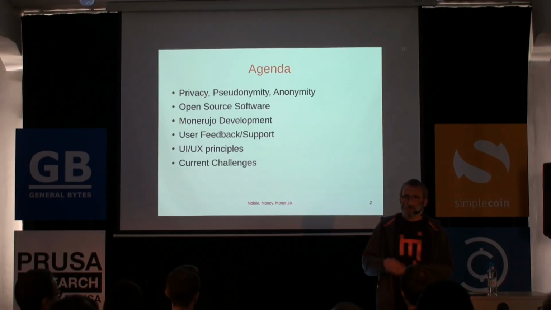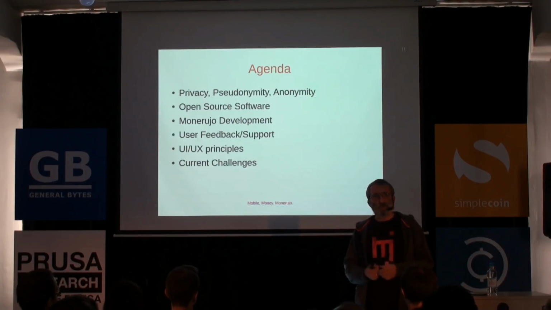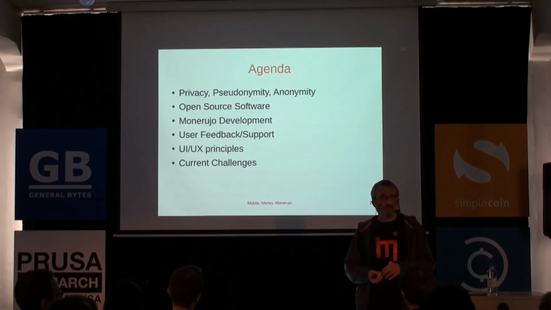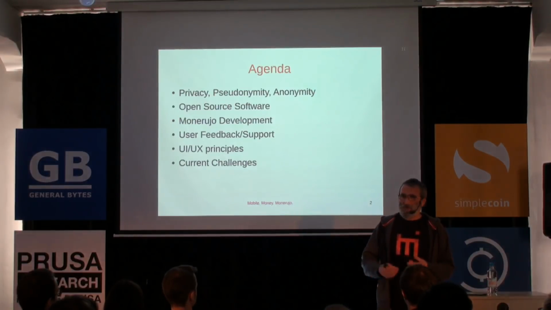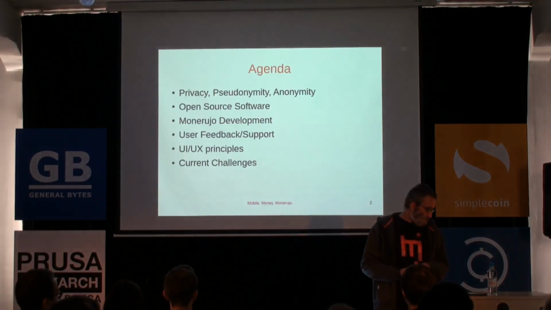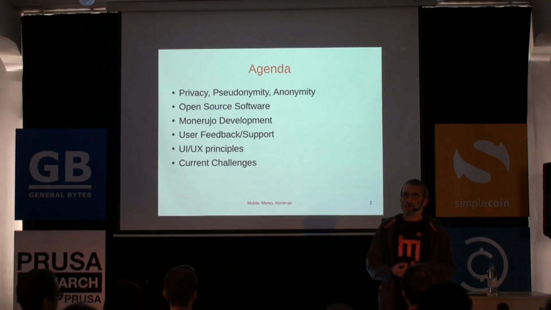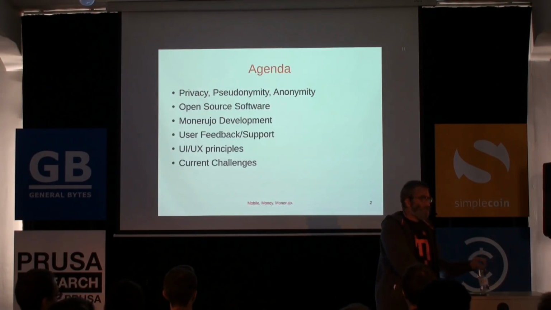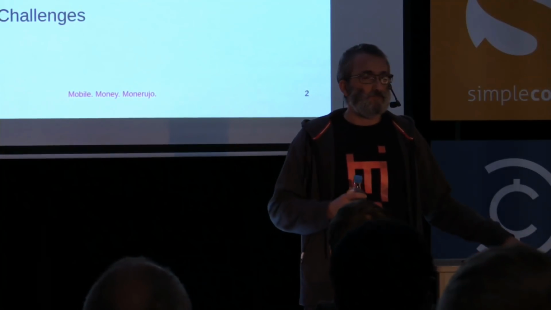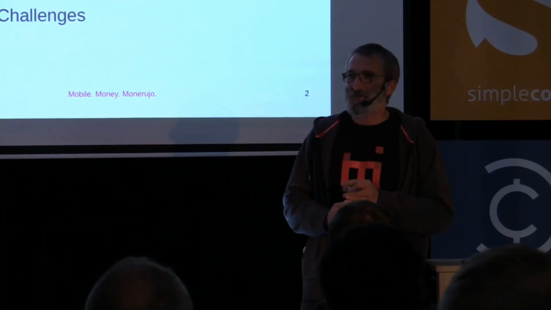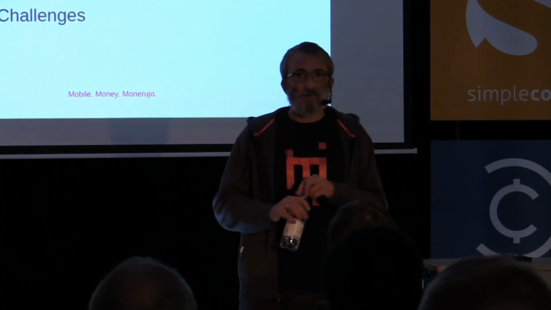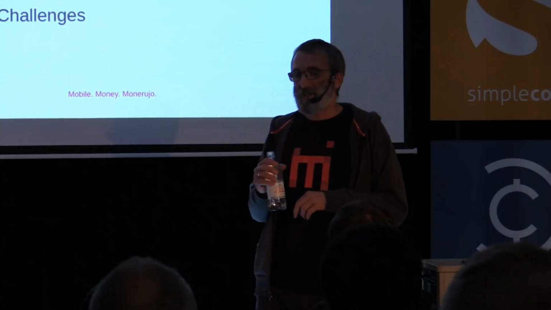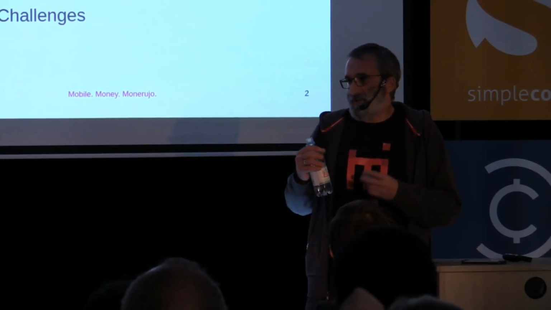This is the agenda. I'll be talking about privacy and anonymity. What does that mean for me and for our team in developing this application? Because in the Monero context, it's important for us. What is open source software? Why are we doing it this way? What problems are we dealing with? And then the Monerujo development itself. What does the team look like? How do we work, only in basics? User feedback, support. Being an app for an anonymous audience is a bit of a problem, which is basically the topic of this talk. And what principles do we use in developing and designing this? And what are the current challenges that we're dealing with right now?